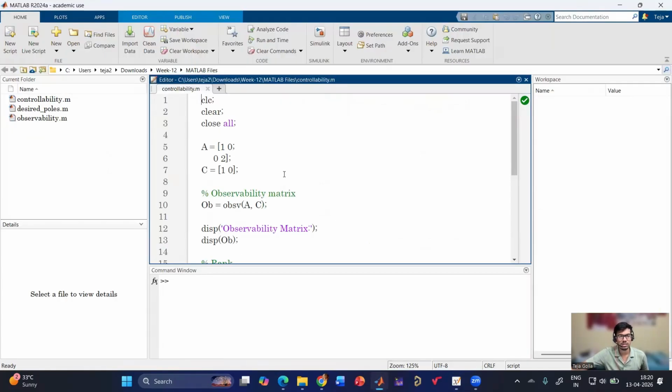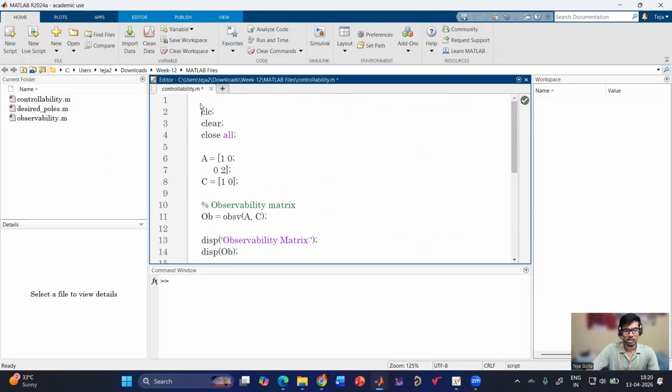Let us also discuss the code. So I'll put a heading controllability. So this is the MATLAB code to check the controllability of the matrix. So first I'm clearing and closing everything: clearing the workspace as well as the command window and closing all the plots. And my A matrix is what? 0, 1, minus 2, minus 3.